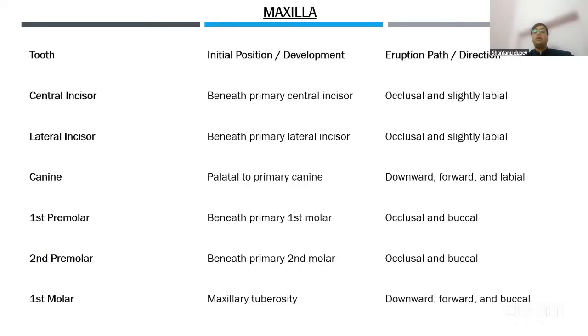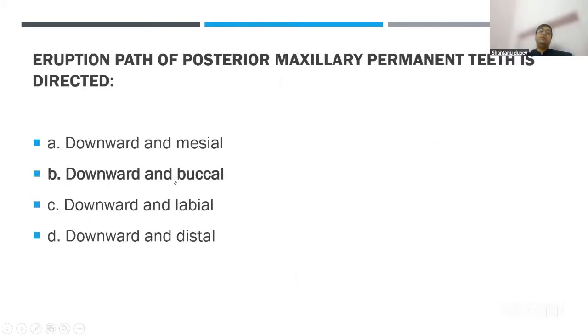So I have compiled the maxillary and mandibular movement of eruption. Whenever we are talking about central incisor, it's going to go occlusal and slightly labial. Lateral incisor is occlusal and slightly labial. Canine is downward, forward, and labial. This is the direction of the movement. First molar, second premolar, and first molar, occlusal, buccal, downward, forward, and buccal. So the answer is going to be downward and buccal. There is no forward option which is given, so we'll go for downward and buccal.